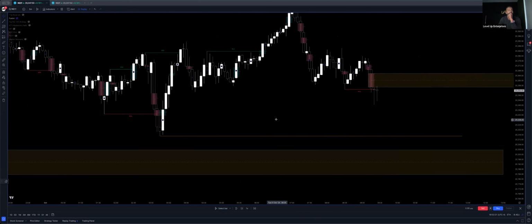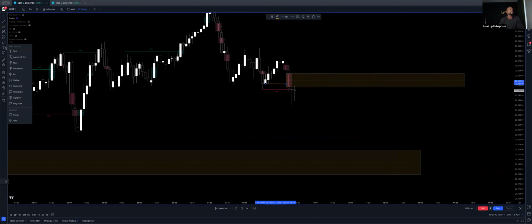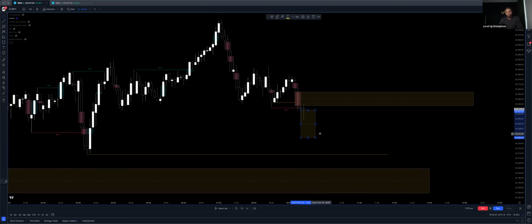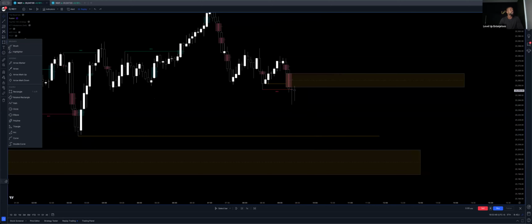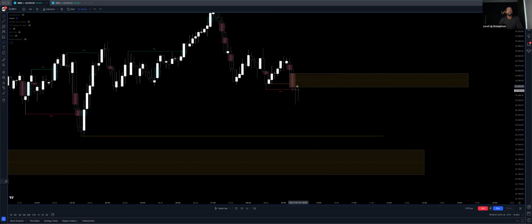Okay, what do we see right here? What do we get right here? Market structure shift. Not only do we have a market structure shift, we also have a change in state of delivery. Not every single time price is just going to give you what it wants, right? It's not going to just come down and come down. More often than not, the market makers are coming back again to fill in inefficiencies, but they're also trying to trap traders because traders probably think we're going to go up higher. But no, we have a market structure shift and we got a fair value gap.